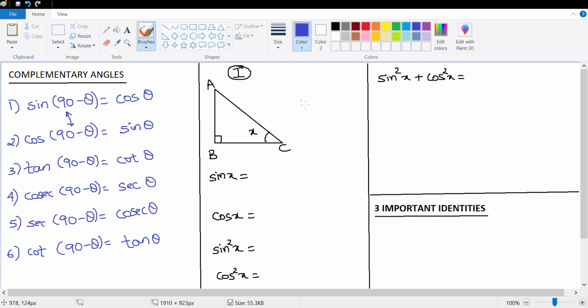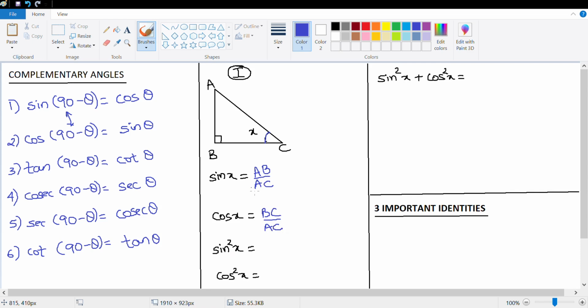Now let's look at some new relationships that we will talk about this year. So new things that we're learning this year. Let's look at this specific example in which I have a right angle triangle ABC, where I'm looking at the reference angle as x. So let's calculate the value of sine x, cos x, and see if I can find a relationship. Sine x in this case would be perpendicular upon hypotenuse, so AB upon AC. Cos x would be base or adjacent upon hypotenuse, so BC upon AC.